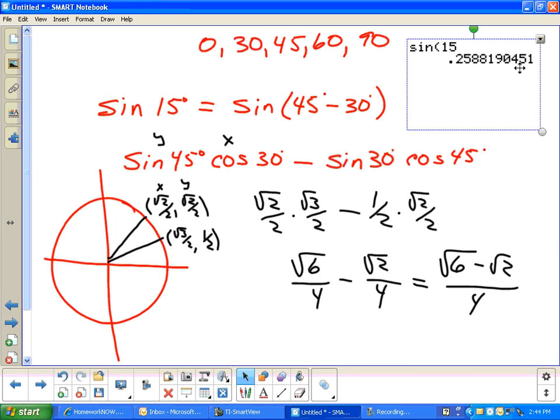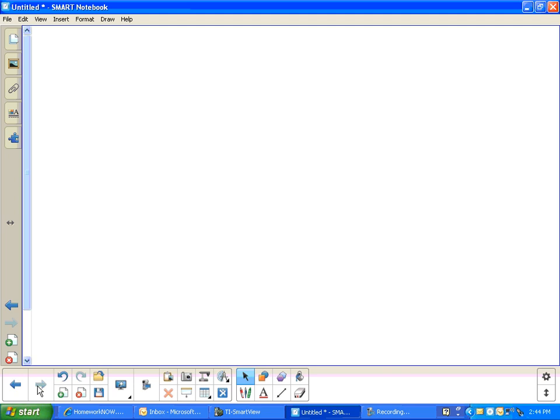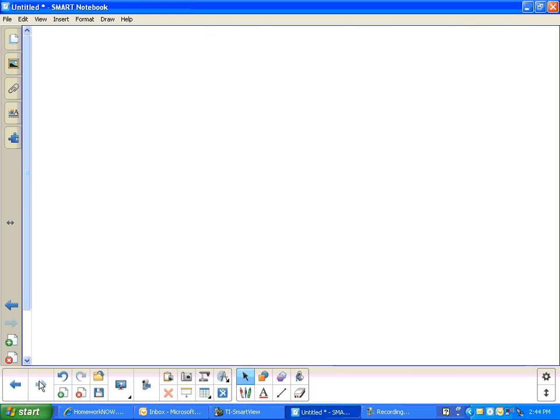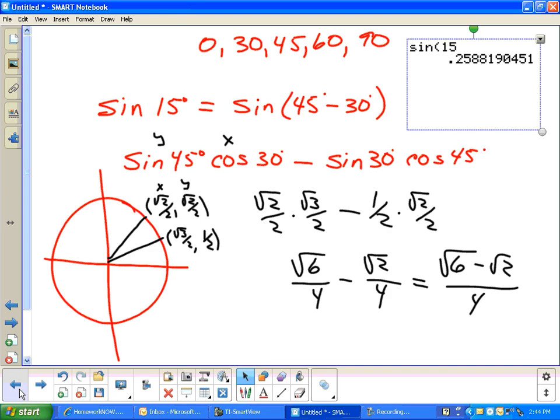But method number 3 is if you're dealing with variables. You just treat them the same way. As a matter of fact, this may be your homework problem. If it's not, it'll be something very similar, like 75 degrees, 30 plus 45, or 105. 30 would be crazy because you already know 30. So it's going to be something like 15 and that sort of thing.